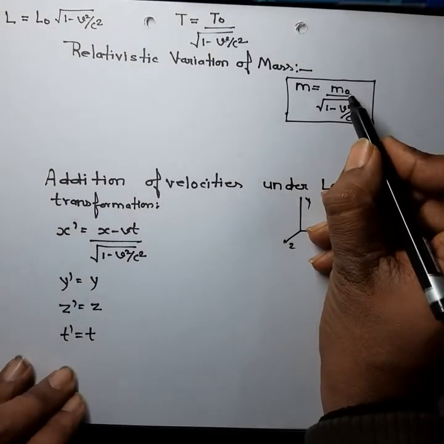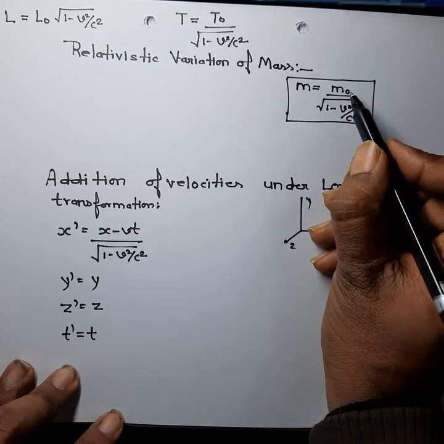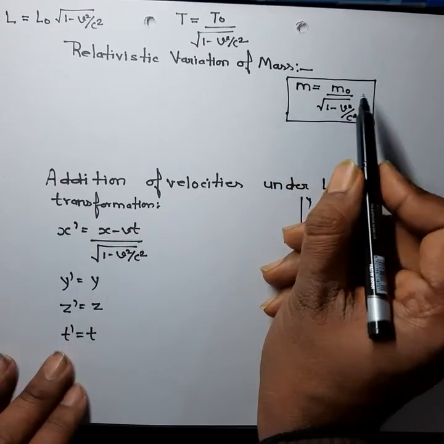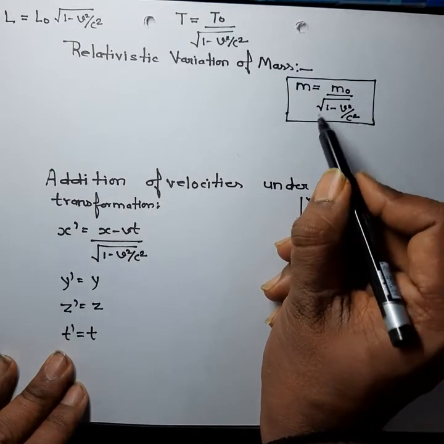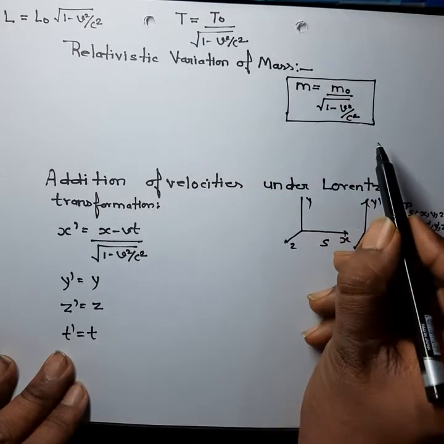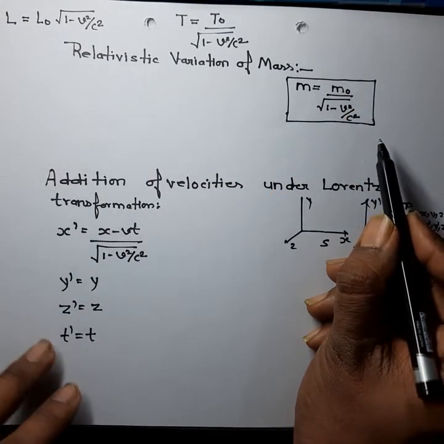If m0 is the mass measured by an observer who is moving with the object, then the observer at rest measures its mass as m0 divided by the square root of 1 minus v squared by c squared. This expression is called the relativistic mass variation formula.